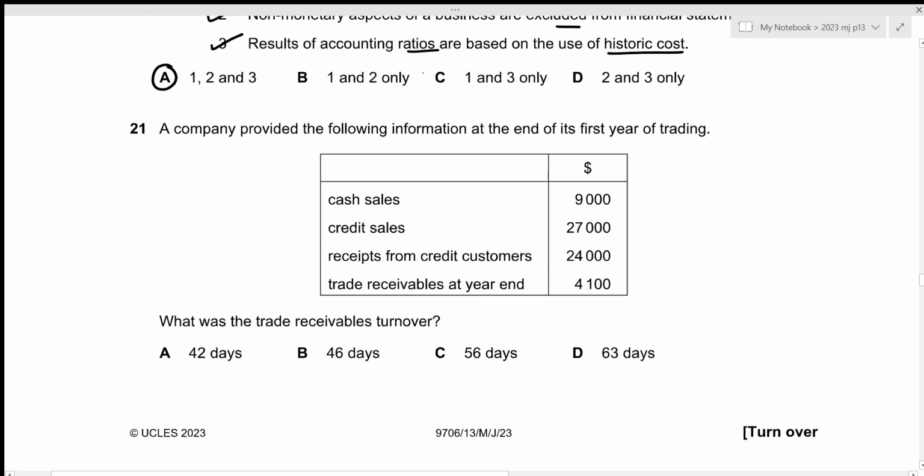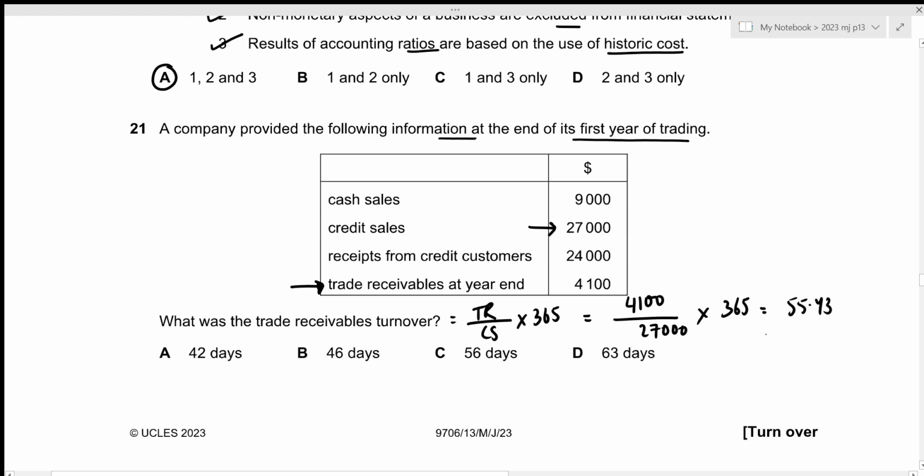Let's move towards the 21st question. A company provided the following information at the end of its first year of trading. We need to figure out the trade receivables turnover. The formula is trade receivables divided by credit sales multiplied by 365 days. We are given trade receivables right here, that's 4,100, and credit sales right here, that's 27,000, multiplied by 365. This gives a value of 55.43. We have to round it off, that will be 56 days. This is given in option C.